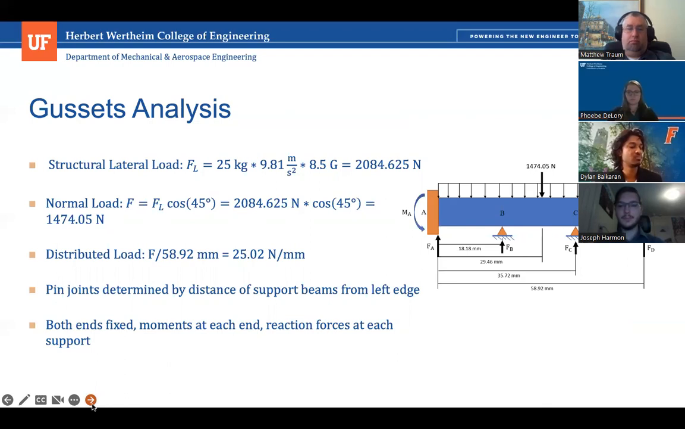The 2 ends are fixed because they are attached to the interface plates. There are 2 pin joints which represent the support beams shown earlier, and the distributed load was converted from a lateral load that will be acting at a 45-degree angle on the diagonal beam.